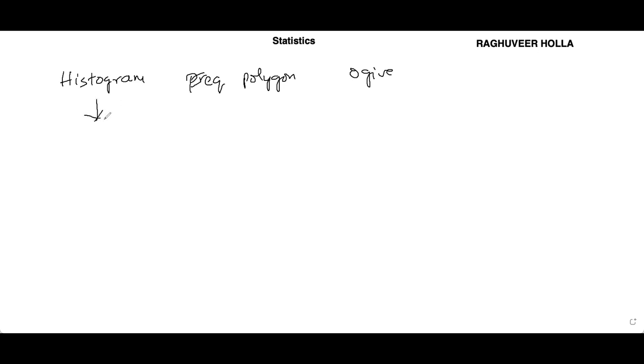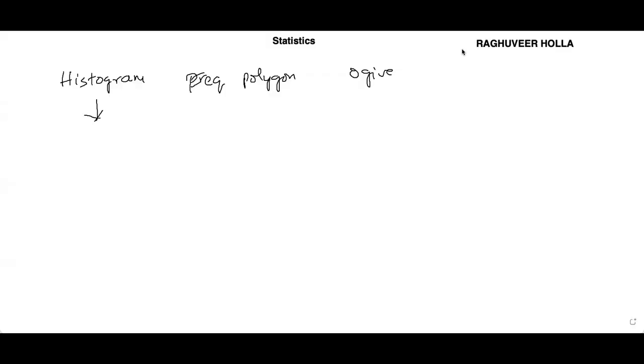A histogram is a two-dimensional graphical representation of a continuous frequency distribution. In this case, rectangles are drawn with bases proportional to the class intervals and heights proportional to the frequency of the respective classes.